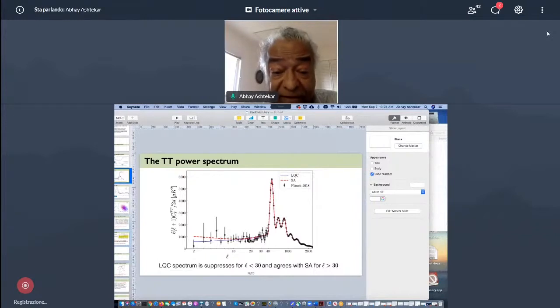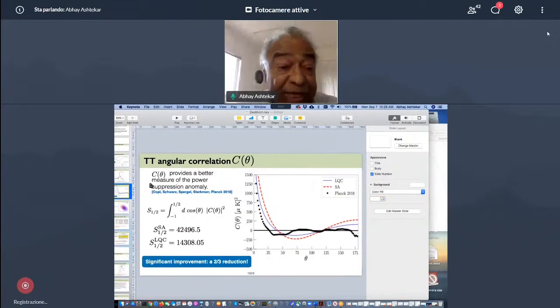But in fact, for low l's, there is a power suppression in LQC, and the agreement with the Planck data is actually better. Now, this may not be obvious that the agreement is a little better. Therefore, we can go, as was emphasized by the cosmologists, that the better measure is the C_l^TT. So we can go and look at what happens to C_l^TT.